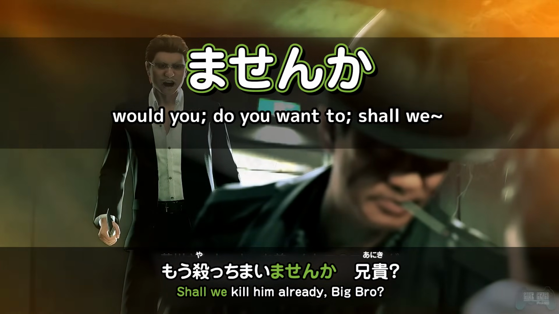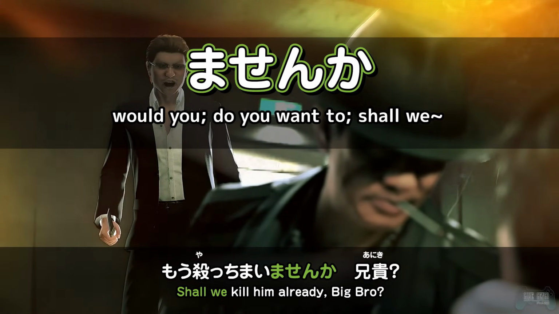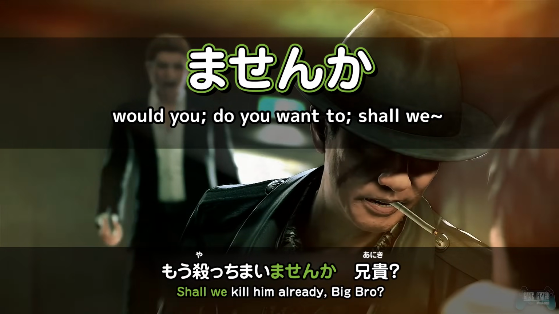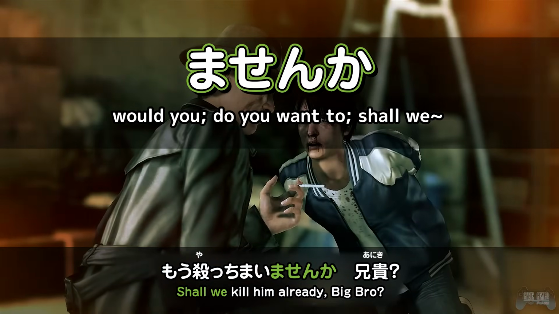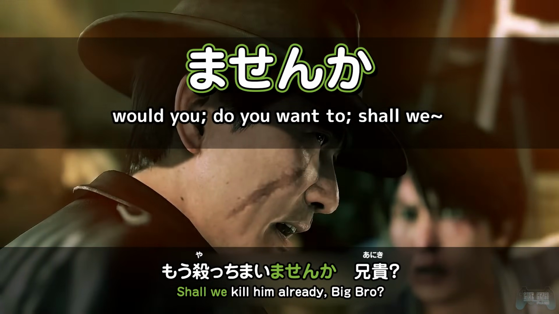Just put a verb in the negative masu form, masen, and then just simply add ka to the end. So like iku, to go, would just be ikimasen ka? Shall we go? Or would you like to go?